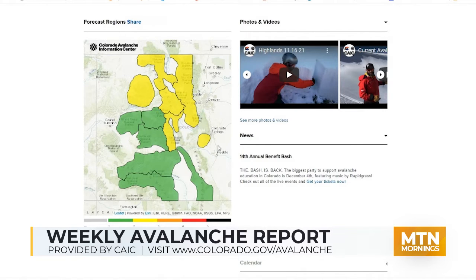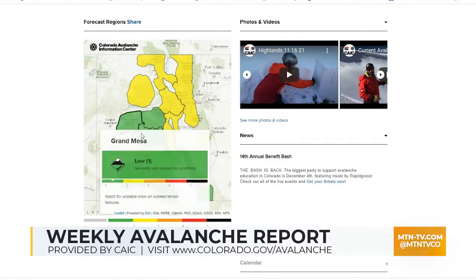You can see that we have areas of moderate danger, which are indicated by the yellow polygons covering the northern part of the state. And the rest of the state is low danger or green. So that's level 1 of 5 and level 2 of 5. And that's what that number indicates.